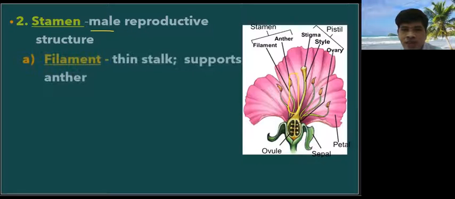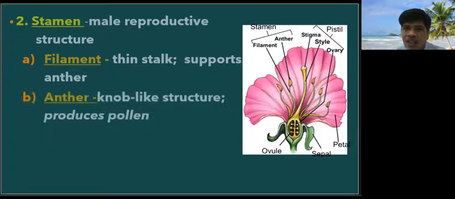First is the filament, a thin stalk which supports the anther. The job of the filament is to support the anther. The anther, which is a knob-like structure, produces the pollen. The pollen is produced here at the anther. What is a pollen, teacher?